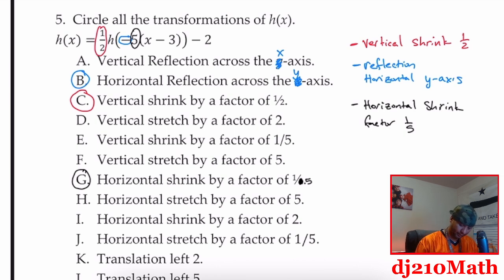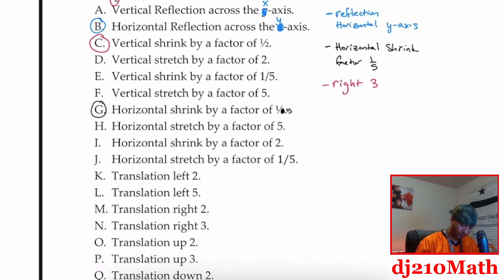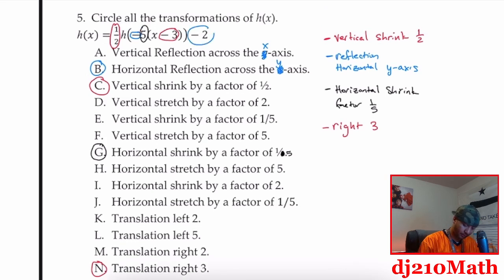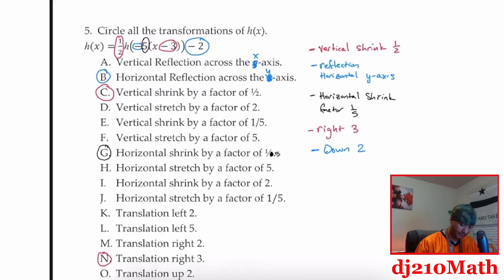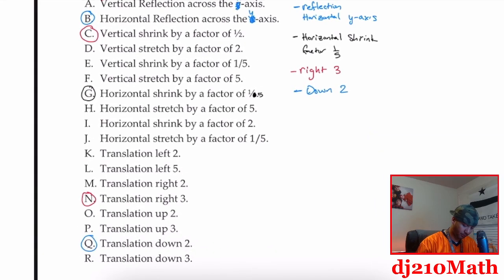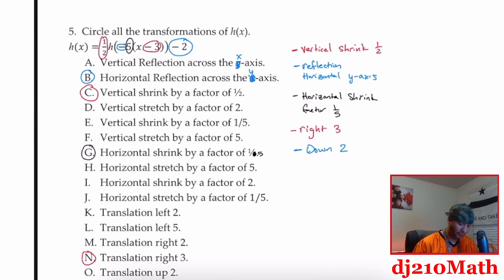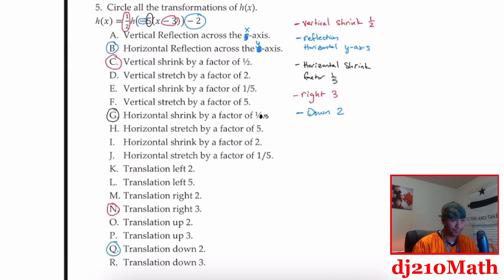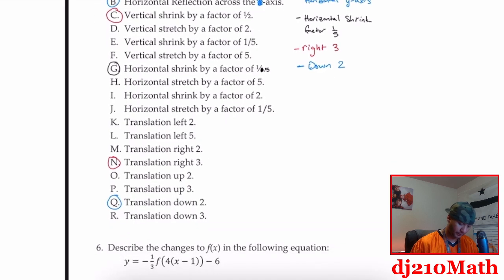Okay, let's go back to red. So this is going to be a shift to the right. Translated right 3 units. So translated right. And then lastly, in blue, we went down 2. Translated down 2. So Q. So notice there's 1, 2, 3, 4, 5 transformations. So we need to select 5 things. Hopefully you get that.